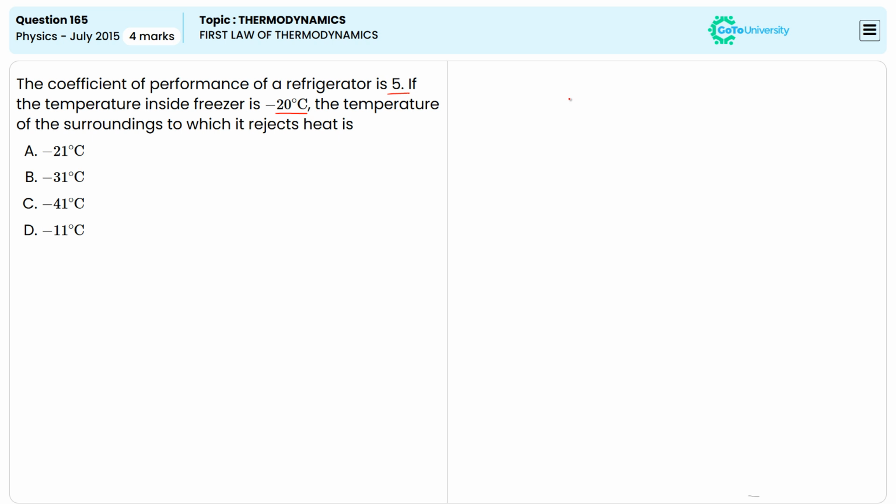Then the coefficient of performance, that is alpha, is given as equal to 5. And the inside temperature of the freezer, that is T2, is equal to minus 20 degrees centigrade. Here we need to find the value of T1. The coefficient of performance is defined as alpha equal to T2 divided by T1 minus T2, where T1 is the temperature of the surrounding and T2 is the temperature of the freezer.